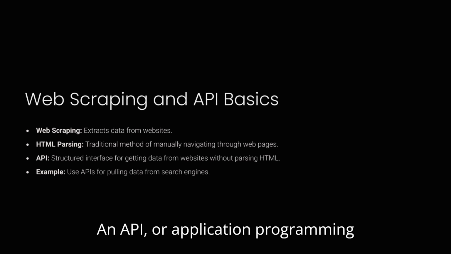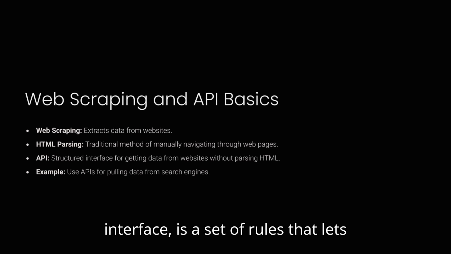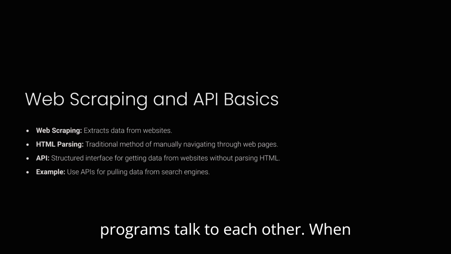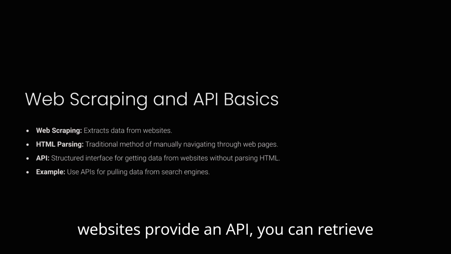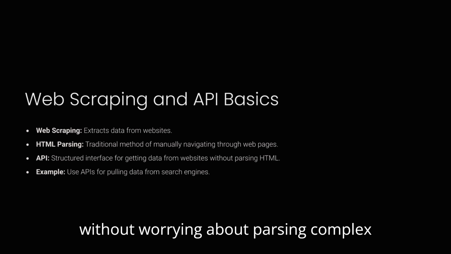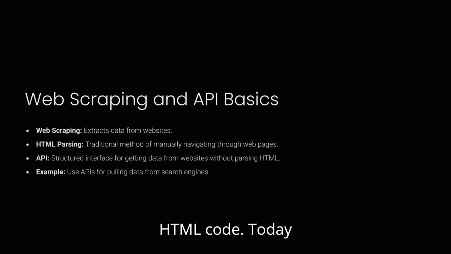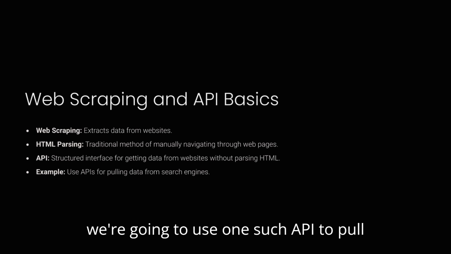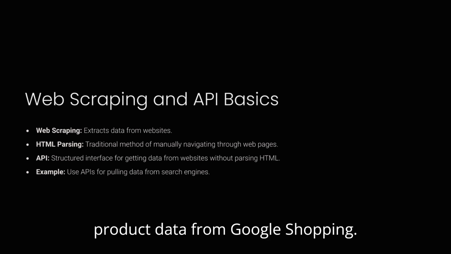An API, or application programming interface, is a set of rules that lets programs talk to each other. When websites provide an API, you can retrieve data in a clean, structured format without worrying about parsing complex HTML code. Today, we're going to use one such API to pull product data from Google Shopping.